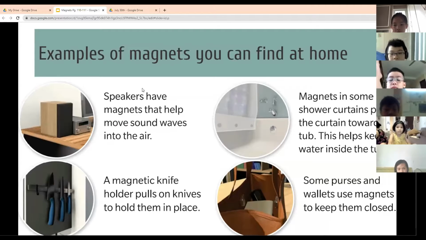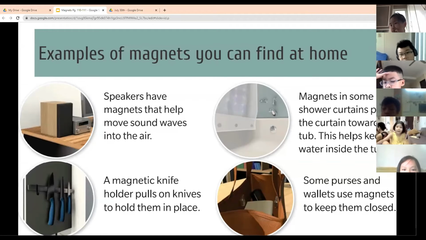Okay. Let's have someone else read now. Let's have Moon. Can you read the next example for us? To hold them in place. Very good. And Moon, what example did you find in your home of a magnet?